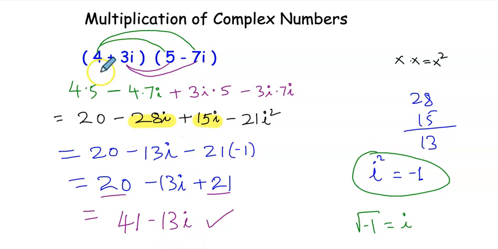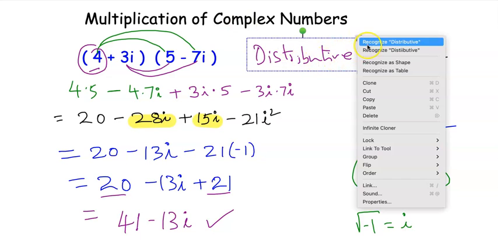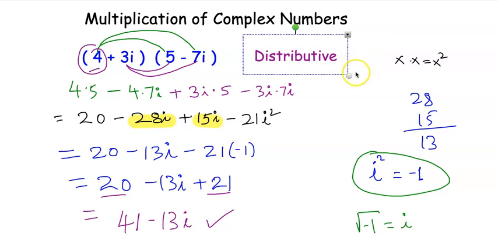Very simple. Just take the first complex number, multiply with the second one. I mean, take the real part, 4, using distributive property. We'll use the distributive property to multiply.